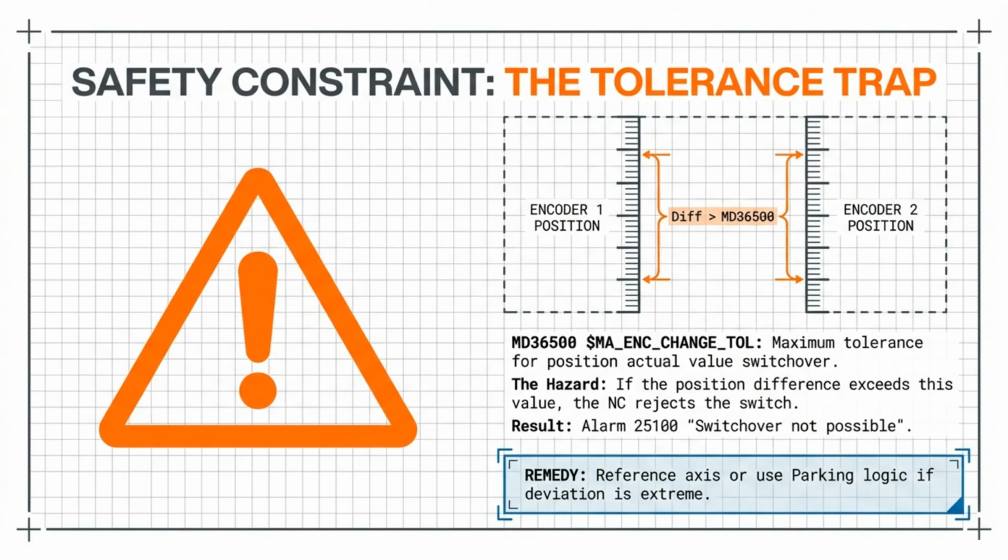A critical safety constraint is the tolerance trap. Machine data MD36500 defines the maximum allowed difference between encoder positions for a switchover. If exceeded, the NC rejects the switch with an alarm. Referencing the axis or using parking logic is the recommended remedy.